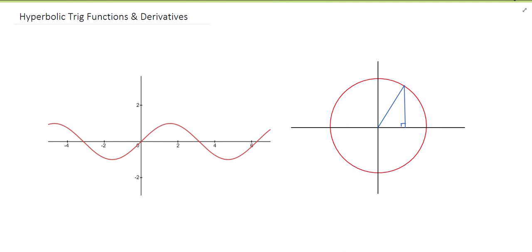Hey everyone, in this video we're going to talk about hyperbolic trig functions and their derivatives. You may have seen hyperbolic trig functions before, you may have never seen them before, so either way we're going to explore them in this video, and I'm going to talk about how they are one of the most underrated trig functions out there.